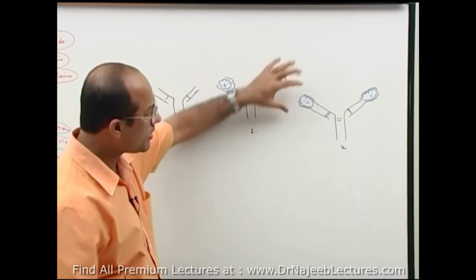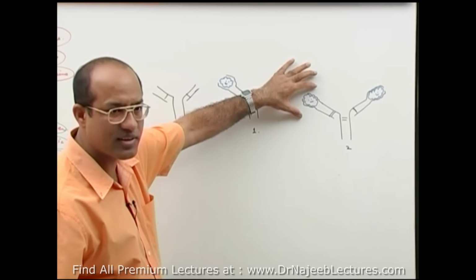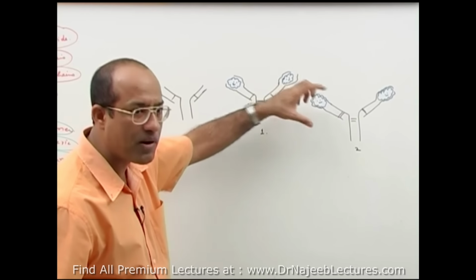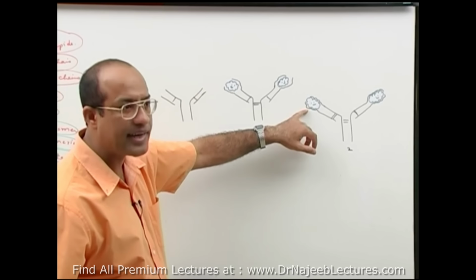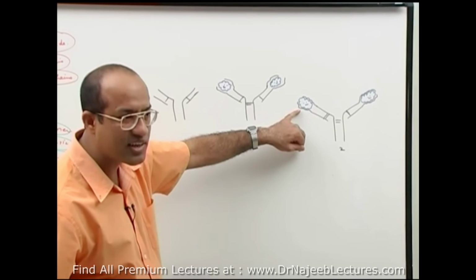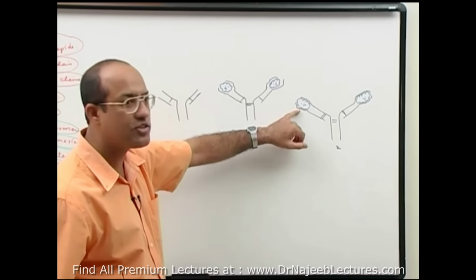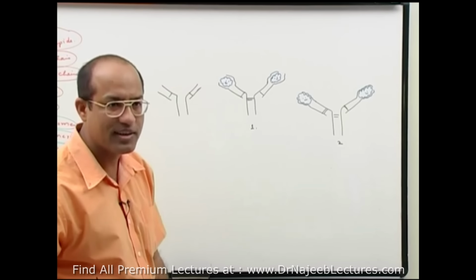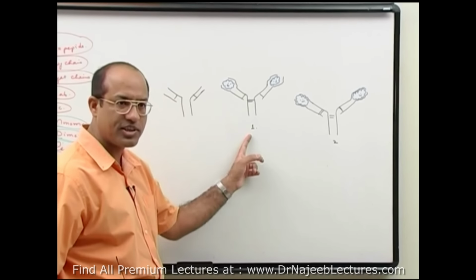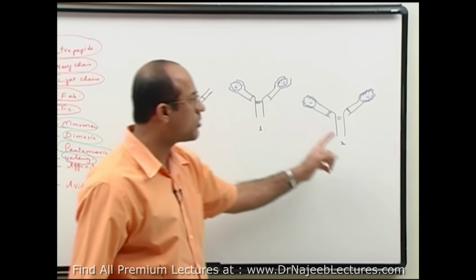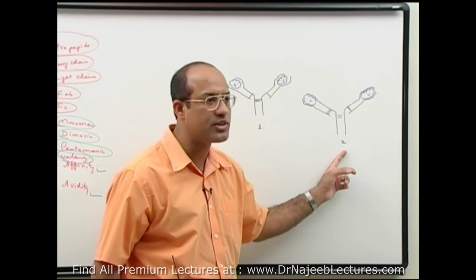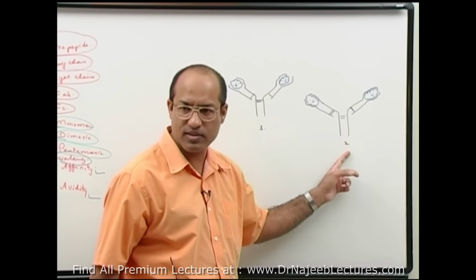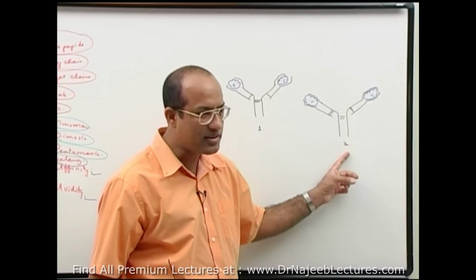This tightness or strength, the power with which one antigen binding site binds the antigen, is called affinity. So molecule number 1 will have less affinity for the antigen and molecule number 2 will have more affinity for the antigen. Is that right?